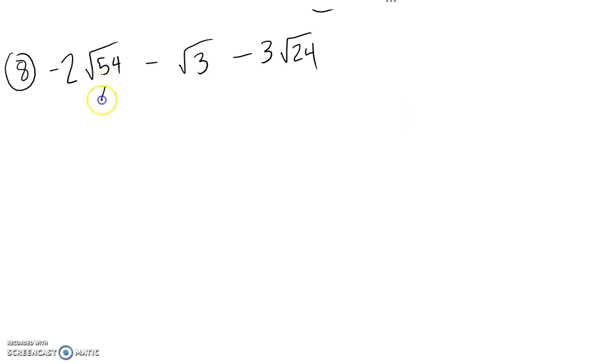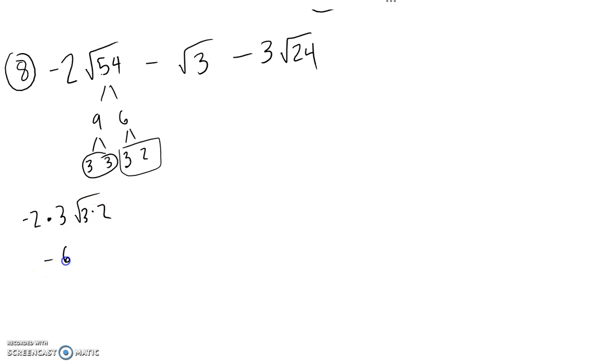So I'm going to go ahead and reduce this one. I see 54 as 9 times 6, and then 9 breaks down into 3 times 3, where 6 breaks down into 3 times 2. So I have my original negative 2 coefficient, but then there's going to be a 3 coming out. So that would be negative 2 times 3, and then this piece is left on the inside, so it would be square root of 3 times 2. So that reduces to 6 square root of 6. This minus square root of 3 right here can't be reduced, so I'm just going to bring that down.